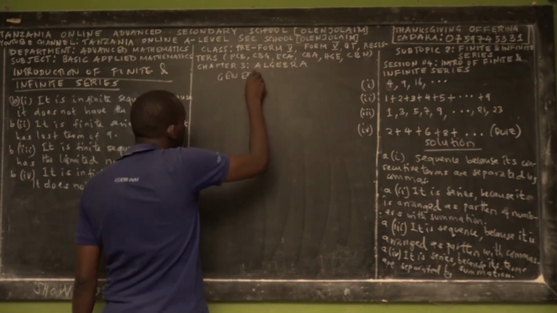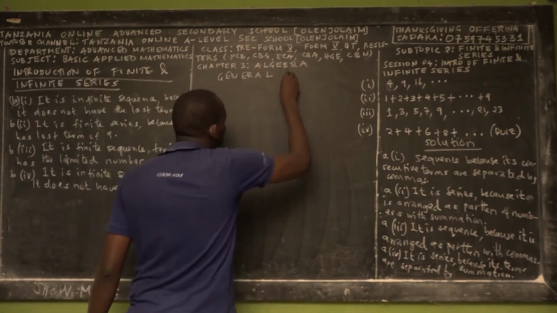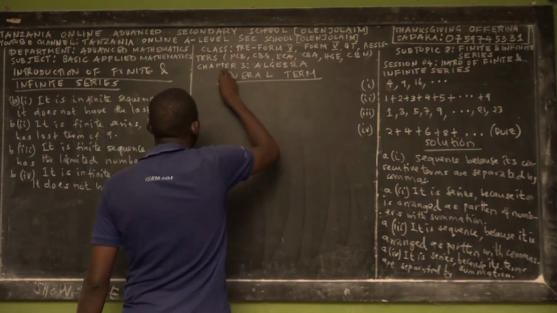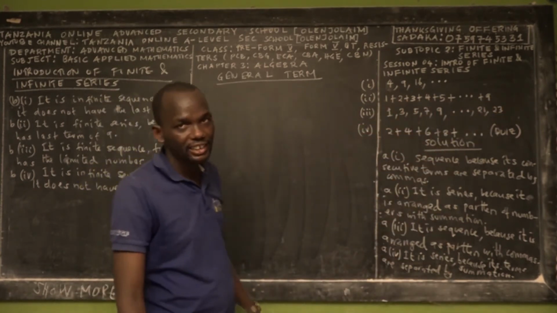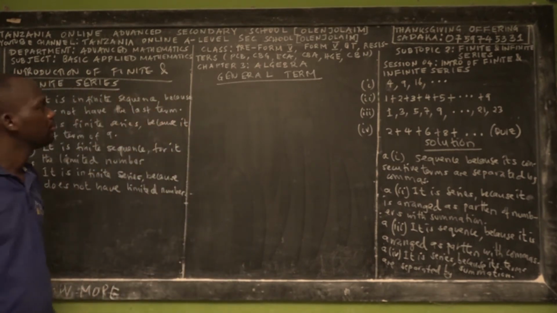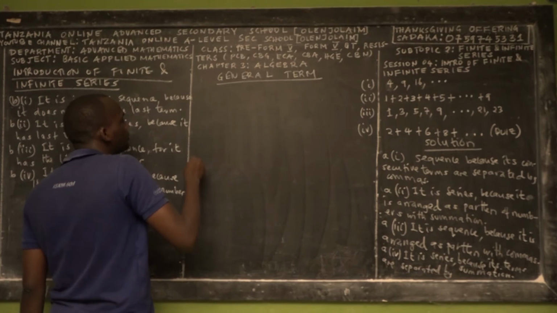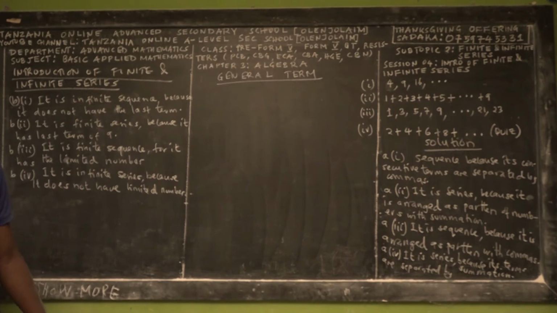In order for us to learn about finite and infinite series, we have to know the meaning of general term. Remember that we taught you these consecutive numbers 1, 2, 3, 4, 5 to 9, we call them terms. But we have a special term, which is called the general term. So the general term is a common rule which describes the terms in a sequence or series. So this is the definition of the general term.